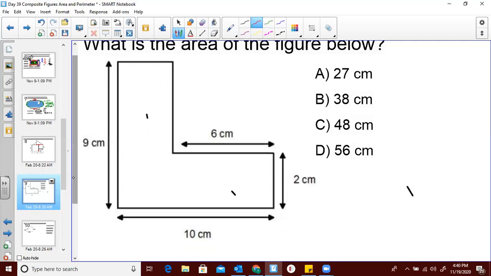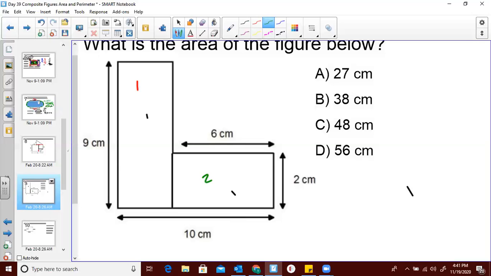All right, so what I want to do here is I want to turn this into manageable shapes. And I want to do so with the least amount of effort too. Like I don't want to have to find a bunch of sides. I just want to have to find as little amount of sides as possible. So I'm going to cut it off right there. So now I have two rectangles. And I'm going to number these rectangles, rectangle 1 and rectangle 2.